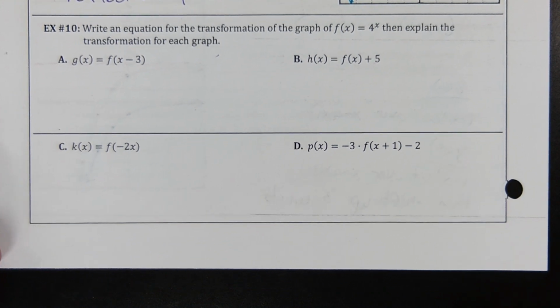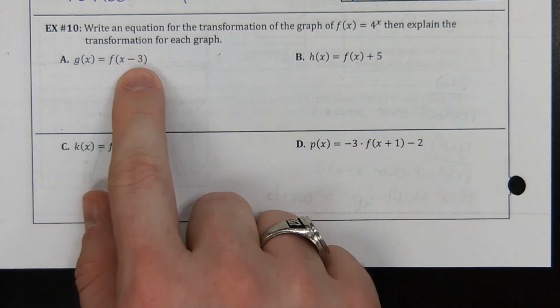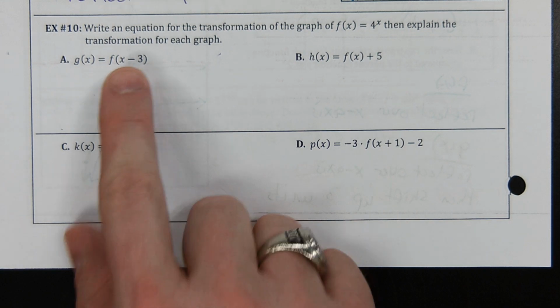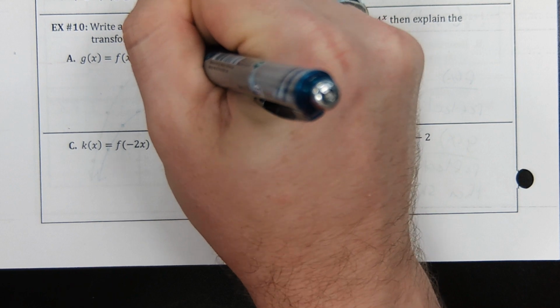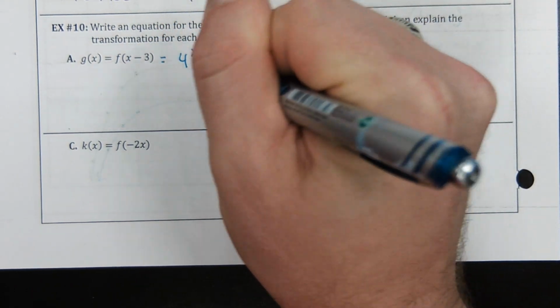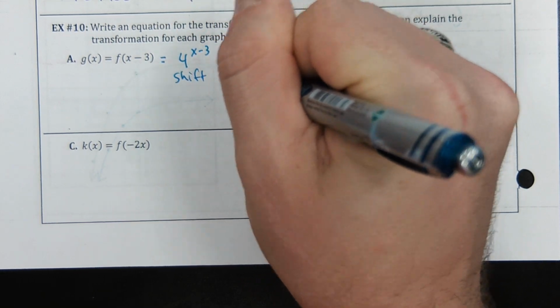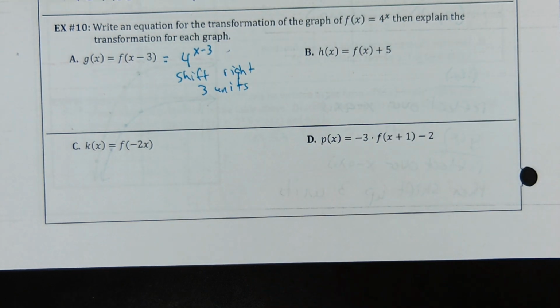Last 4 examples. We have this function, and we're asking what would this do to it. That would shift right 3. That would give me 4 to the x minus 3, which is shift right 3 units. But that's not the only correct answer.